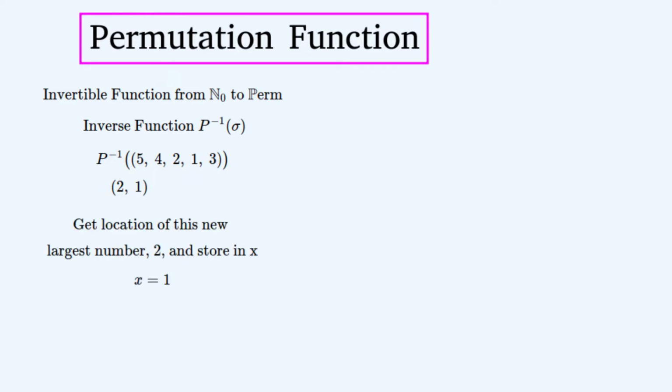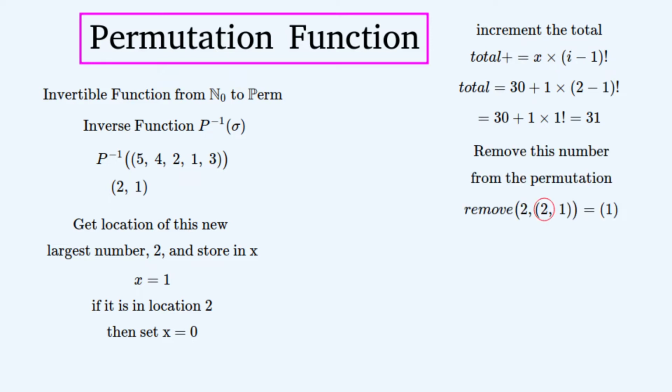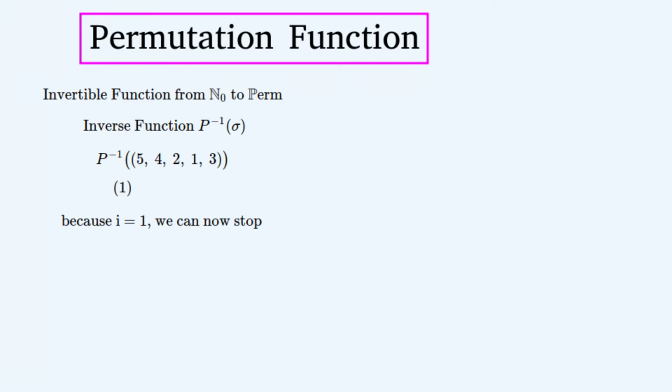We'll get the location of 2 in it, which is 1, and X will remain equal to 1. And we'll increment the total like this. We'll remove this number from the list to give us this list, which is the identity permutation. We'll get the new largest number in this list, which is 1. Then we can exit the loop, because I will be equal to 1. I'll just rewrite this last step.